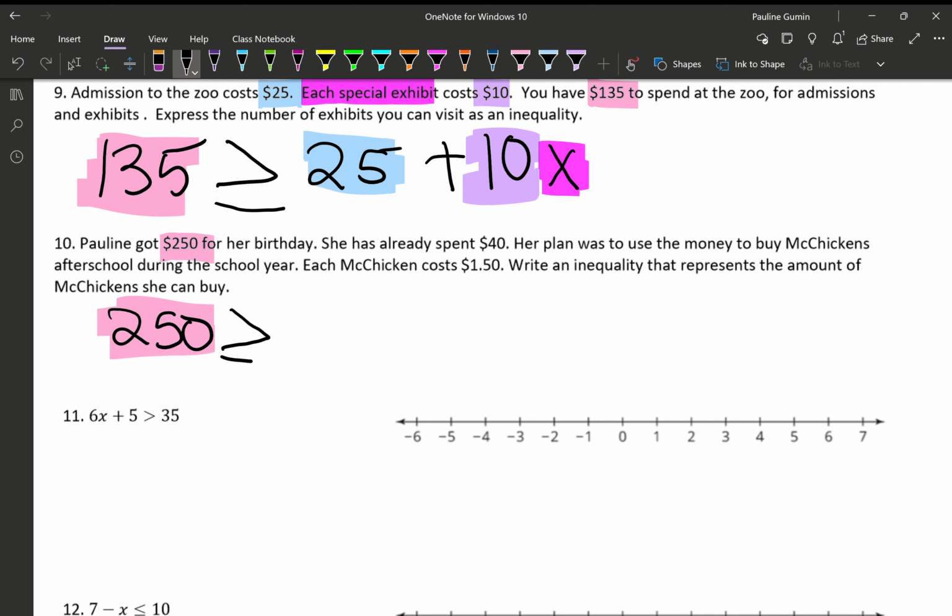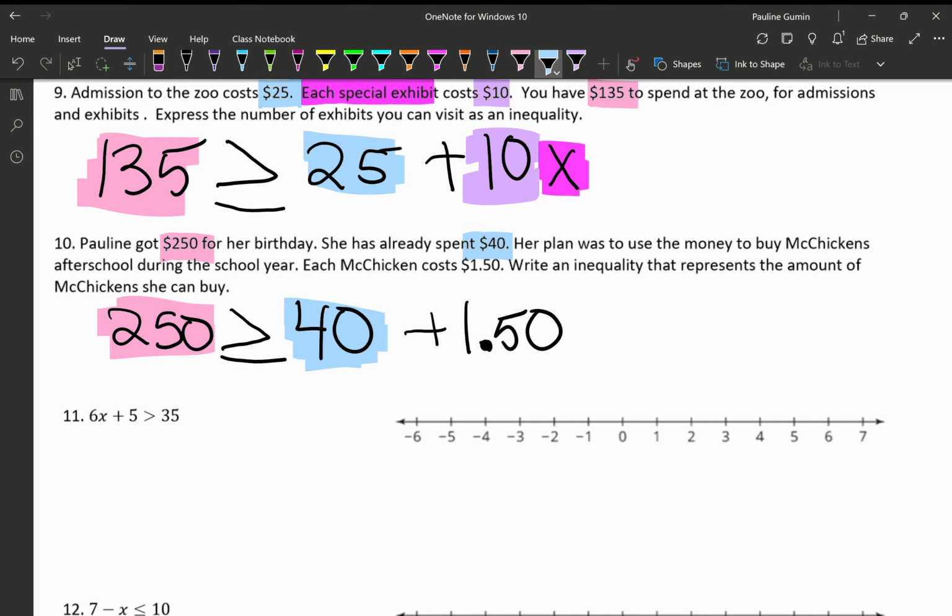Can Pauline spend more than the money that she has? No. So everything must be less than $250. Can she spend all of her money if she feels like it? Absolutely. Or equal to. Now, she already spent $40. We can't get that back. It's spent, so we're just going to write down that 40.